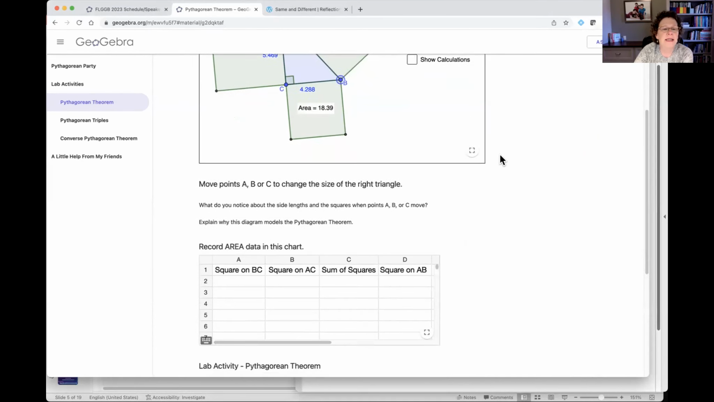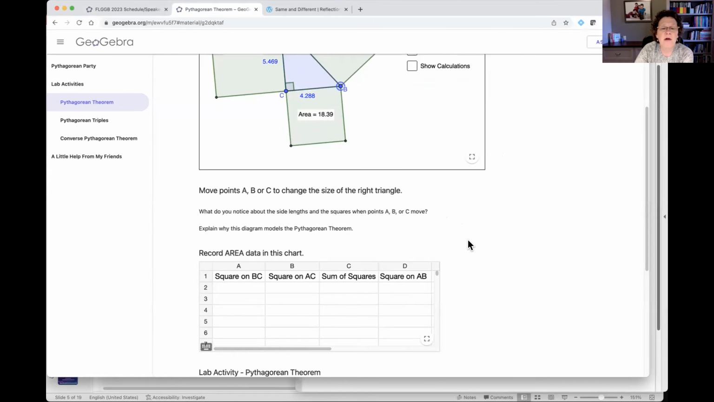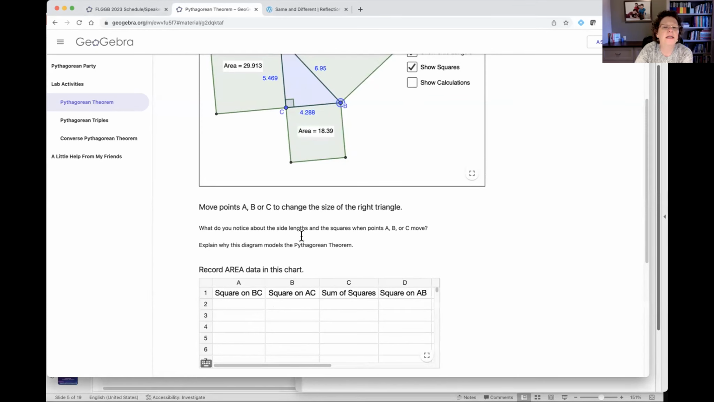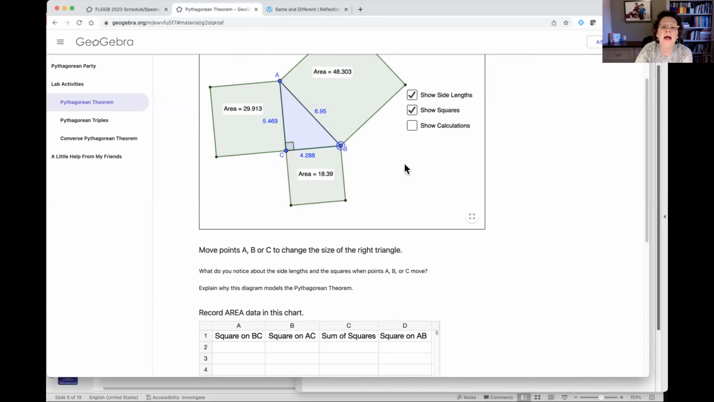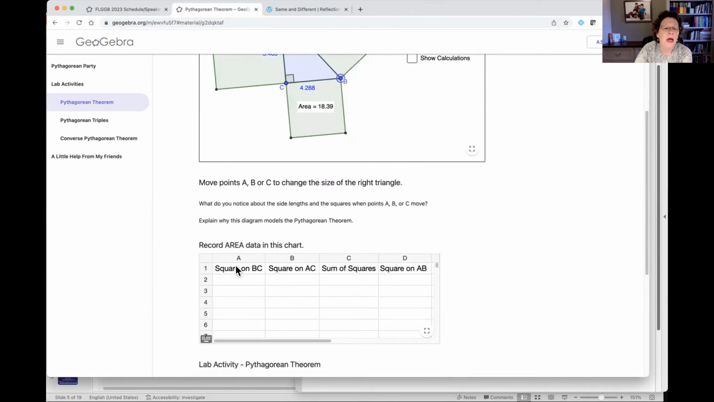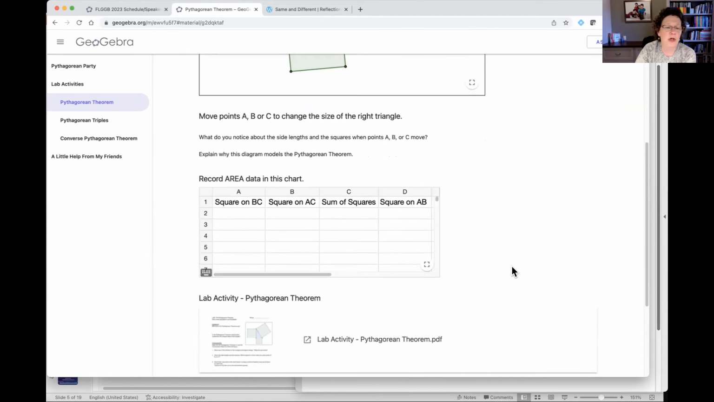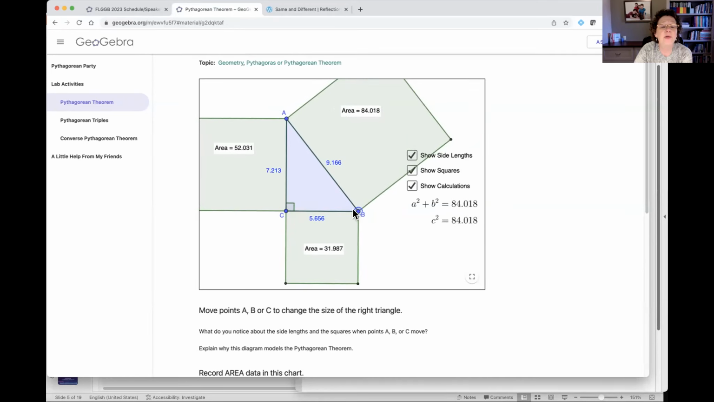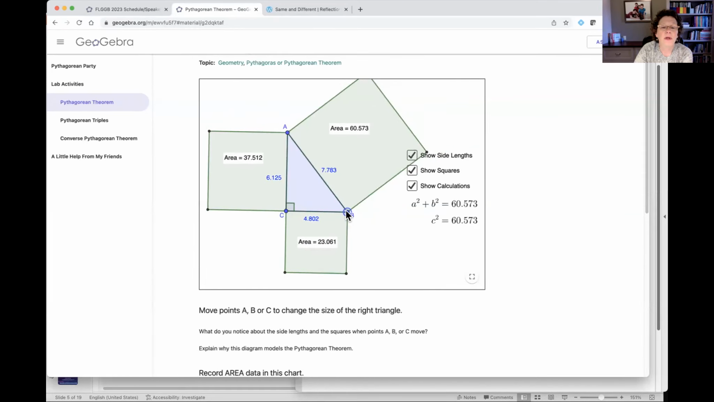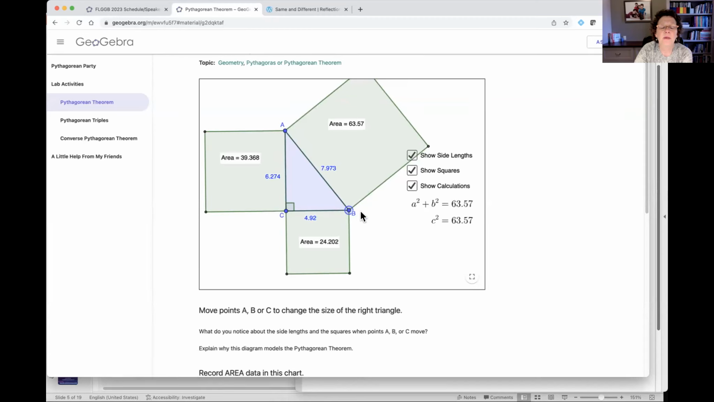So what do you notice about the side lengths? And you can record the area data in this chart. So you can record the square area on side BC, the square on side AC, the sum of squares, and the square on side AB. And they can record this in this chart, which is just a GeoGebra spreadsheet. And finally, they can make a conjecture and show the calculations. And they can see that as we move things around, the sum of the two small squares always equals the large square.